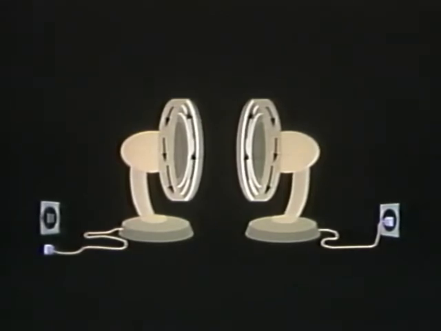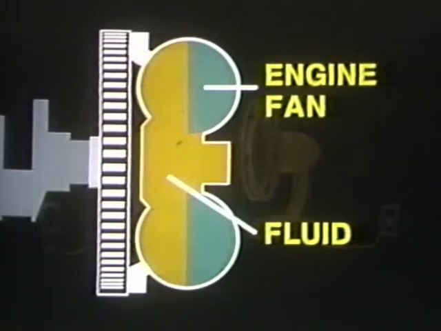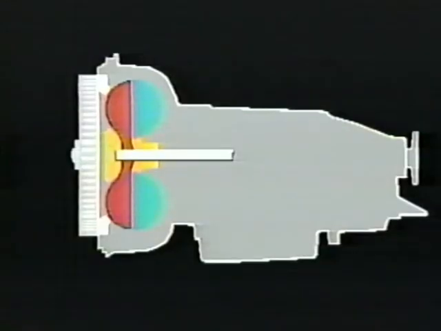A fluid coupling uses the same principle, but with fluid rather than air, since the density of fluid makes it more efficient. In a fluid coupling, the fan providing power is part of a metal housing, which is attached to the crankshaft of the engine. The metal housing is filled with fluid. The second fan is attached to the input shaft of the transmission and is suspended in the housing.